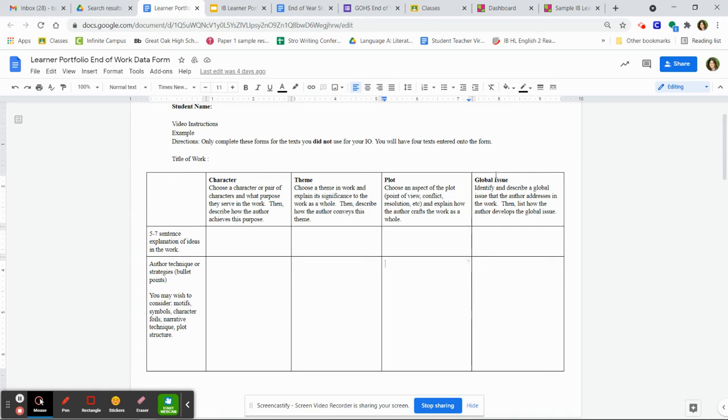and then think about the techniques that are used to reveal that. And then the global issue, you'll identify and describe a global issue that the author addresses in the work. And it doesn't have to be the overarching global issue. It could just be one that you notice that you're interested in. And then you'll look at the techniques that the author uses to reveal that.